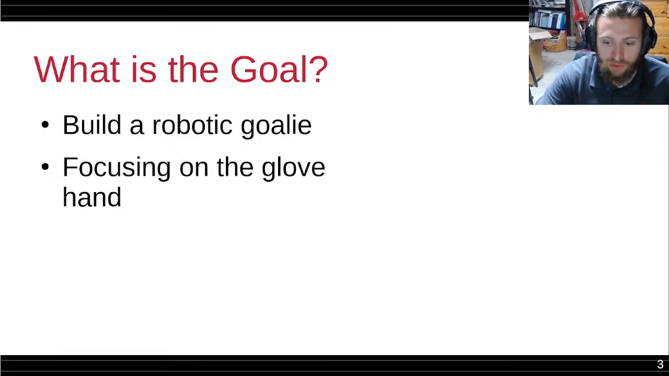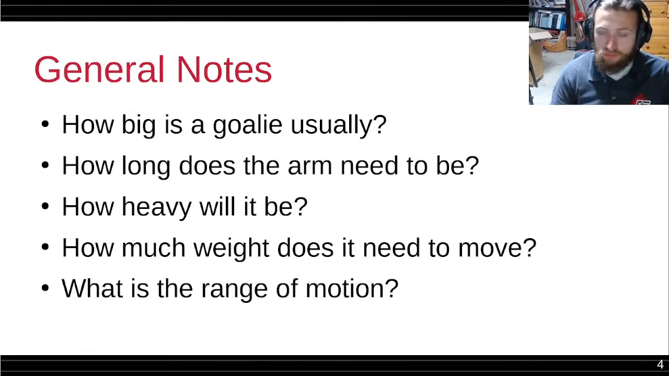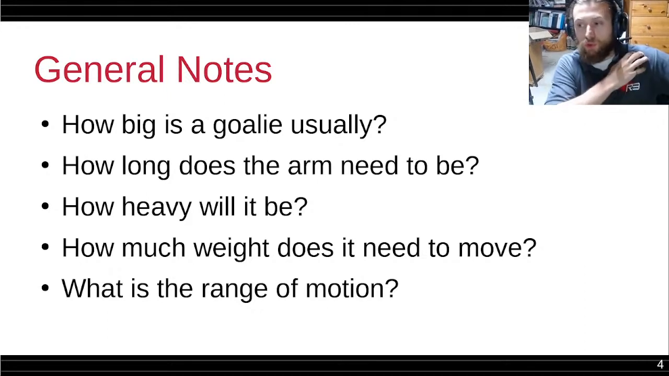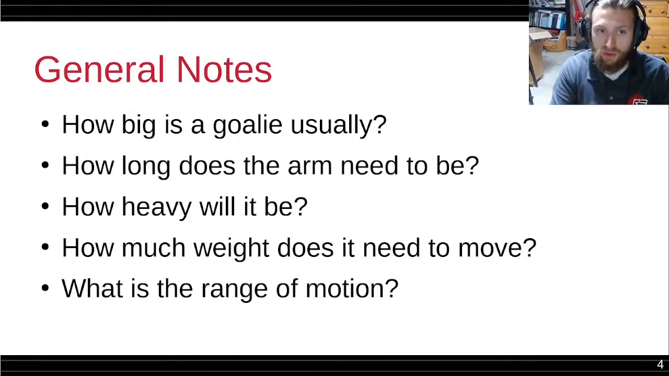So some general notes, like, how big is the goalie? Typically, most NHL goalies or even amateur goalies, with full equipment on, with your skates on, stand about 6 feet tall, probably a little bit less. For the purpose of this, I believe we're going to use 6 feet just because it's a pretty standard number. How long does the arm need to be? We're going to estimate the arm to be no longer than 1 meter. That's 1 meter from the shoulder to where the glove is.